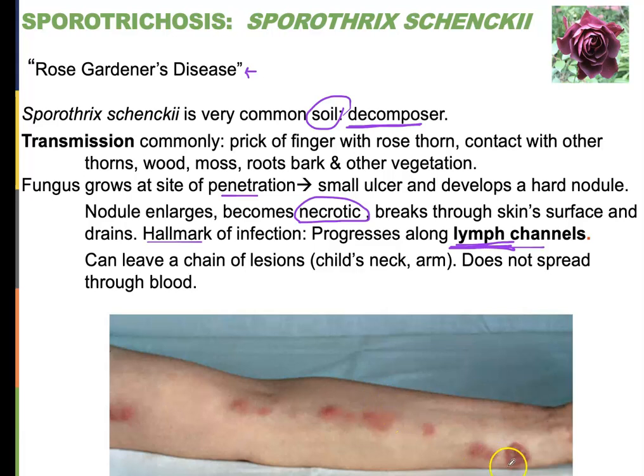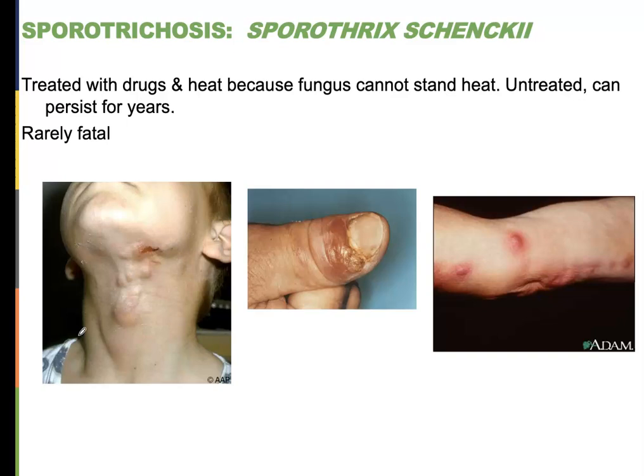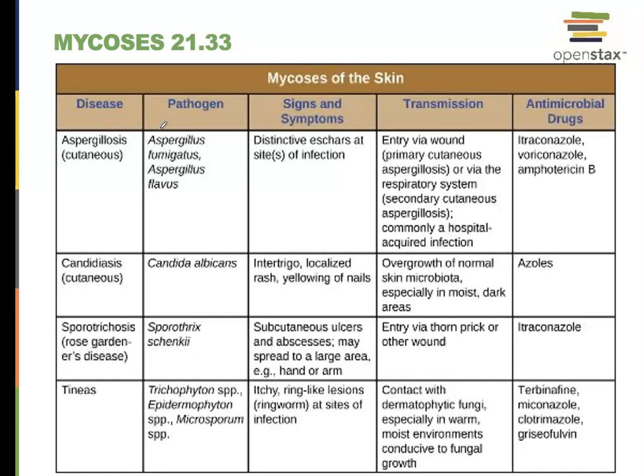track of the infection. Here are some other images of the sporotrichosis, so you can see the different ways it manifests. And it's rarely fatal. It is treatable, but untreated, it can just stay in your body for a long time. All right, so here are our mycoses. We did not talk about aspergillus, but we did talk about candidiasis and sporotrichosis in our tineas.